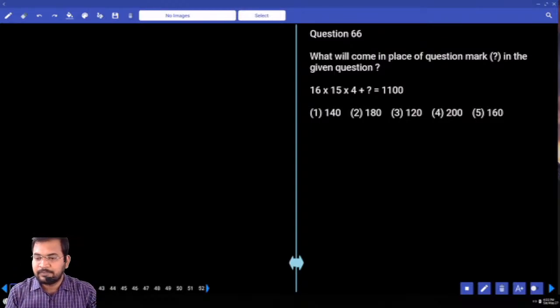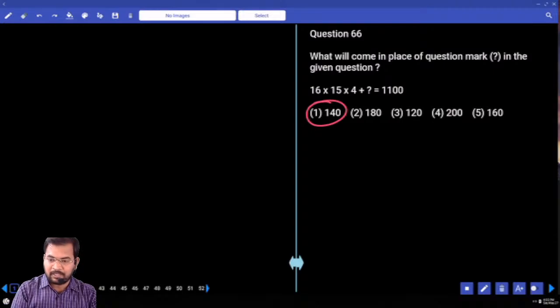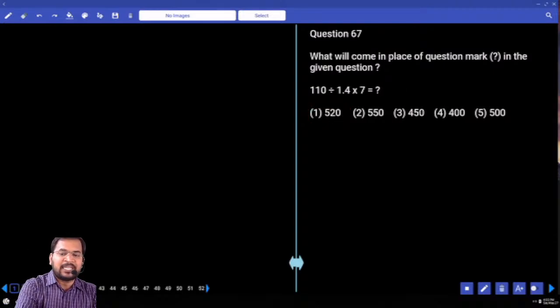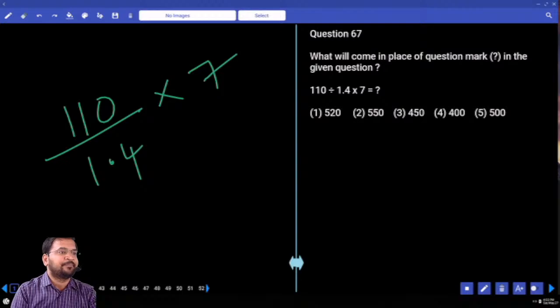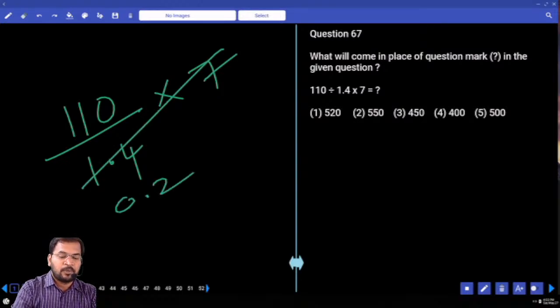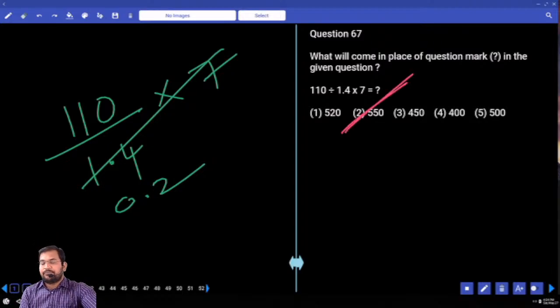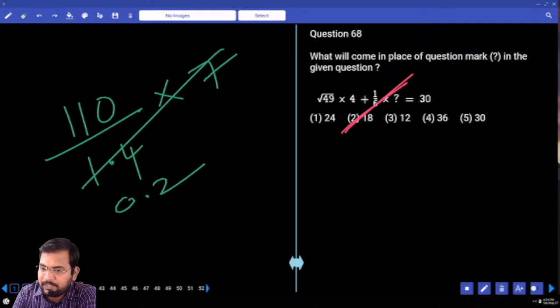15 4s are 60. 16 times 60 is 960. If you subtract 960, 140. 1.4 divided by 7, 7 how many times? 0.2 times. 255 times. But the decimal is there, so your answer is 550. Are you clear? If 0.2 is not there, 55. Here 0.2 is there, so 550.